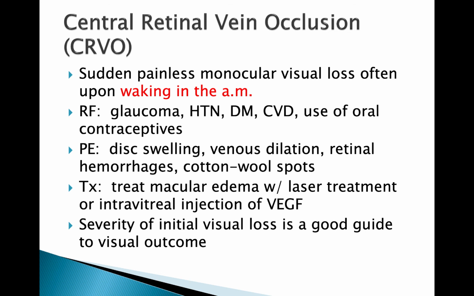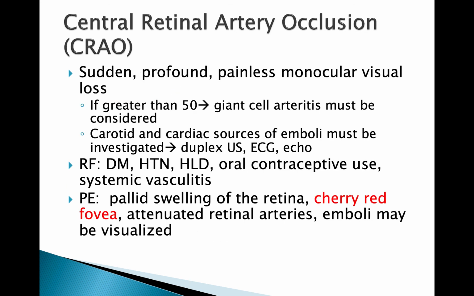So again, this is monocular vision loss upon waking in the morning, and they generally have some sort of underlying systemic disease. Central retinal artery occlusion is sudden, profound, painless monocular vision loss. If greater than 50, you have to think that the person might have giant cell arteritis, and you need to look at carotid and cardiac sources of emboli, and you do this by duplex ultrasound, ECG, and echo.